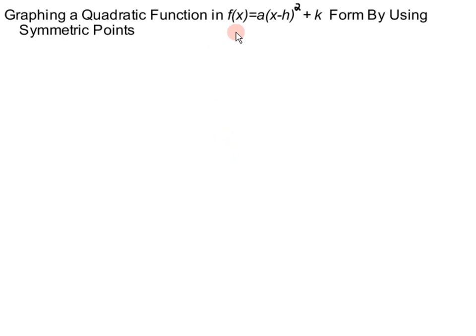Okay, so we want to look at how to graph a quadratic function in this very specific form here by using symmetric points. There are other ways to graph them as well. First of all, you should recall that a quadratic function has an x squared somewhere. So the squared is the key to this, and you see that up here in this form. The x part is squared.